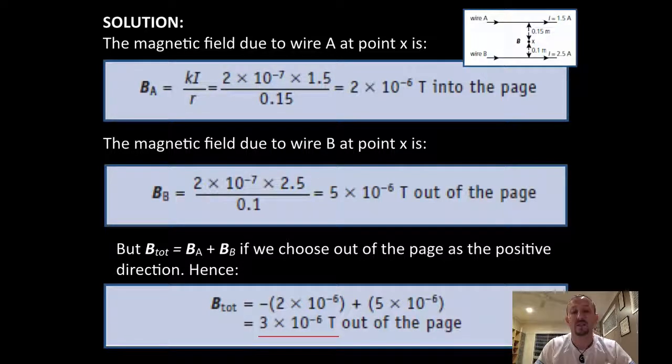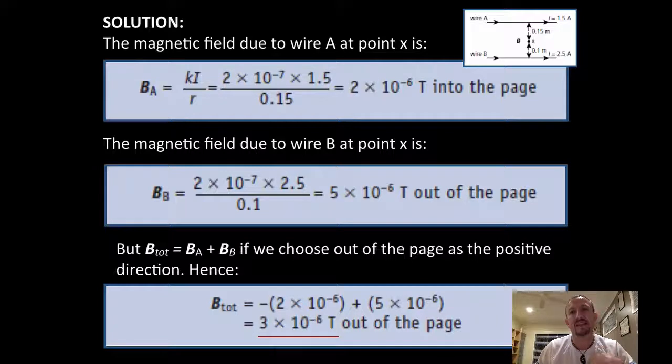So the result is our overall field will be 3 times 10 to the negative 6 Tesla, and it will be coming out of the page. It's a vector. Okay, well I hope you found that bit useful. That's quite a complicated question where you have to use the ability to think in vector terms. However, the actual mathematical calculation is fairly straightforward, just using the normal equation.